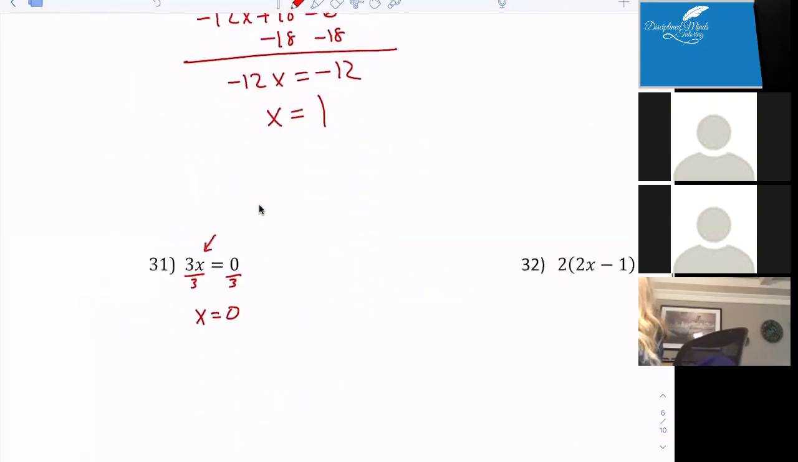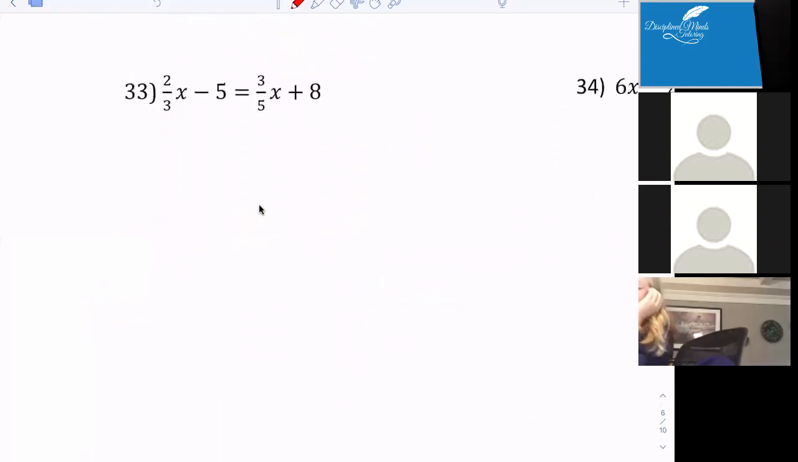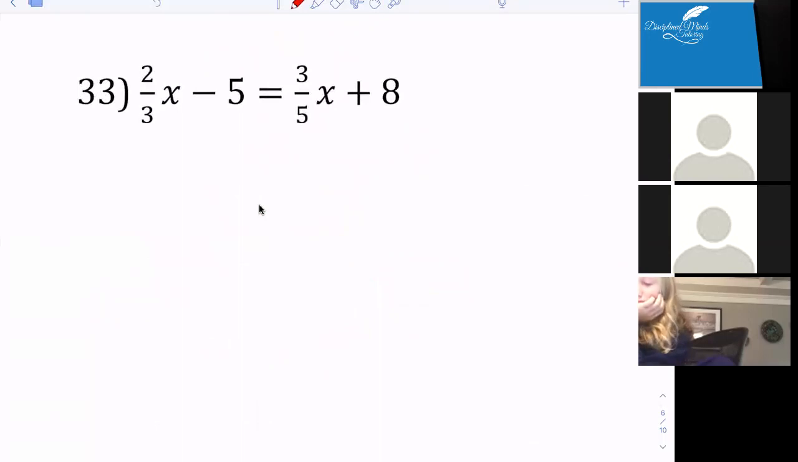All right, here we go. I'm on 33. Now 33 is another good one because it's got fractions. All right, so here we go. Subtracting 3/5 and adding 5.